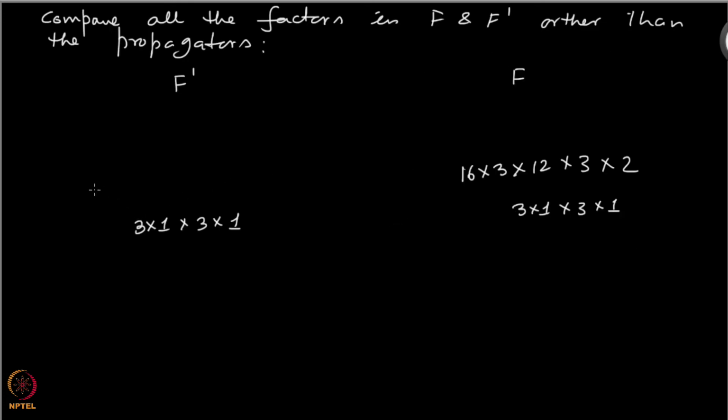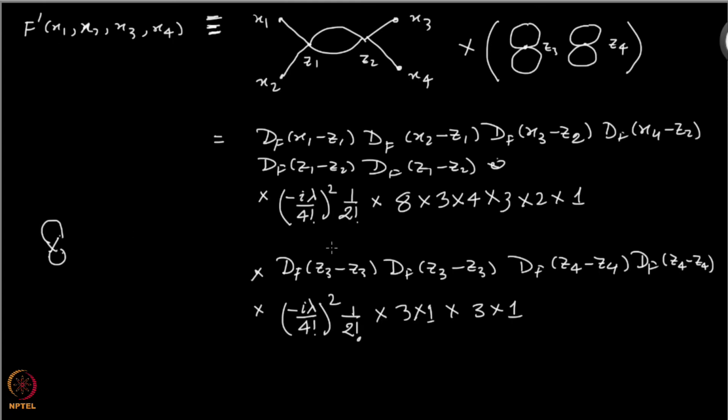F prime had 8 times 3 times 4 times 3 times 2 times 1. Okay, and then this is f prime. This I have taken care of. This I have taken care of. This one comes with a 1 over 2 factorial, and this one comes also with a 1 over 2 factorial. Okay, and they both also have minus I lambda over 4 factorial square.